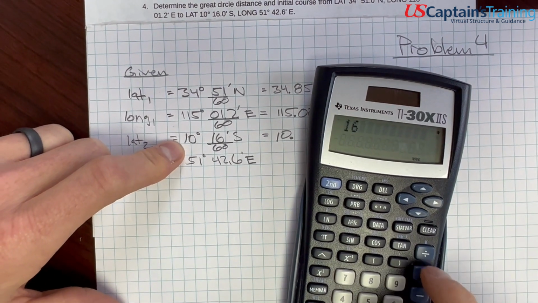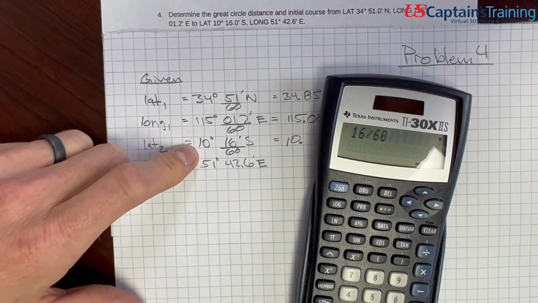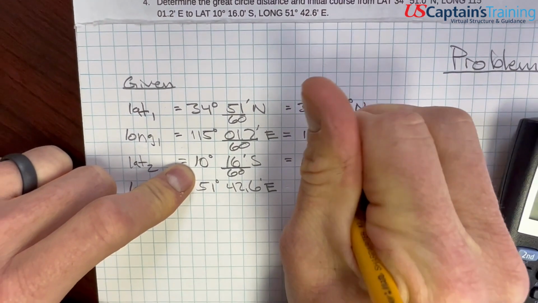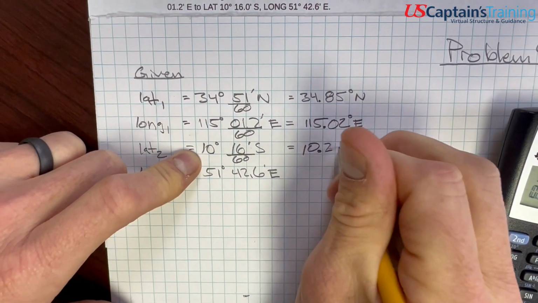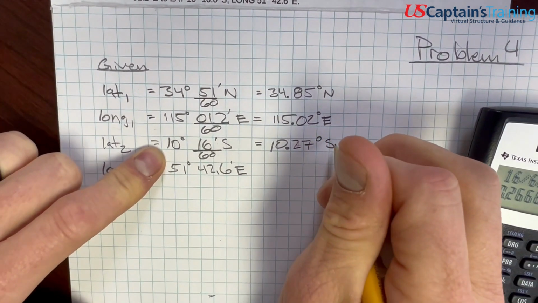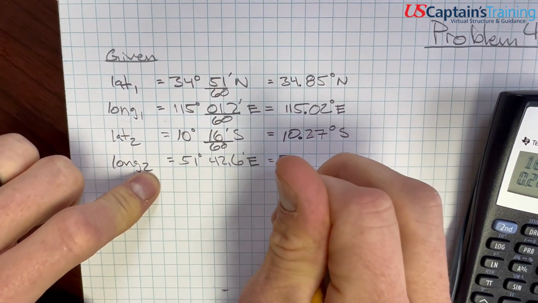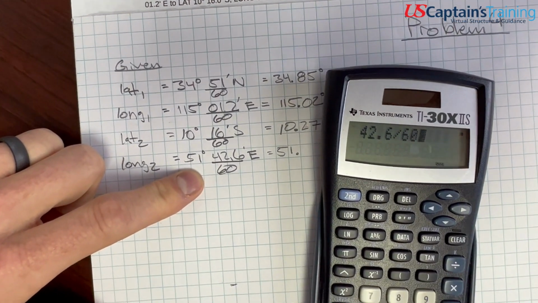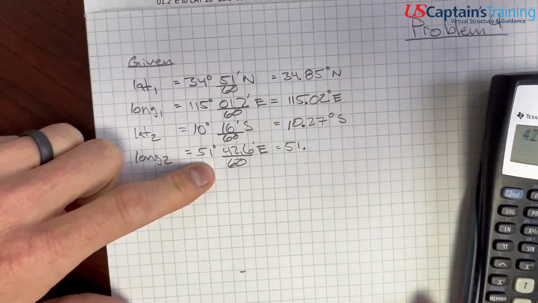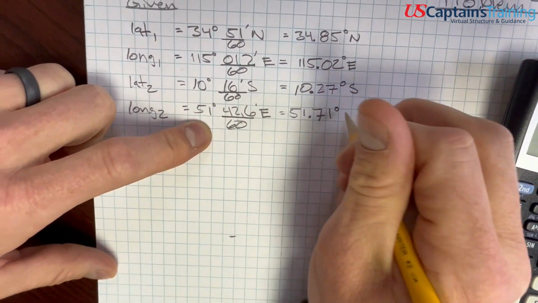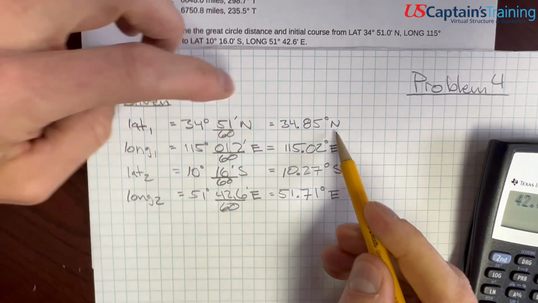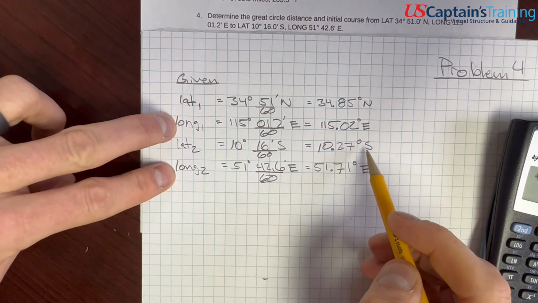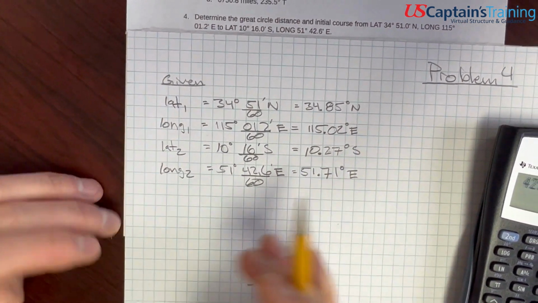And this is going to be 10 point, 16 divided by 60 equals 0.27, so 10.27 degrees south. And this one, 42.6 divided by 60 is 0.71, so 51.71 degrees east. Now, if you look here, latitude 1 and 2, we crossed the equator. Keep that in mind. And then longitude 1 and 2, we stayed east.